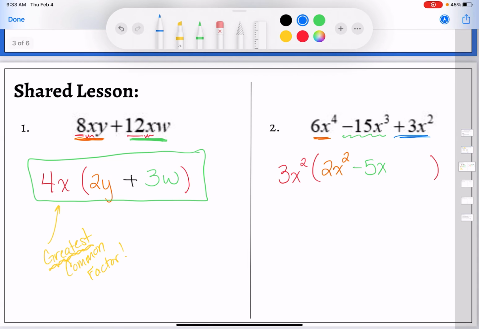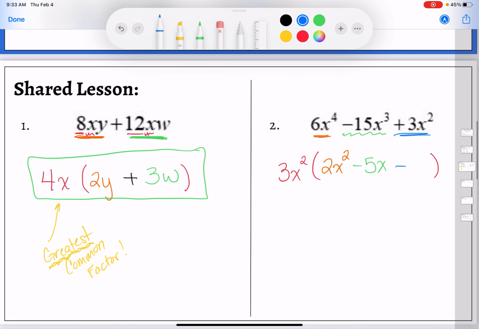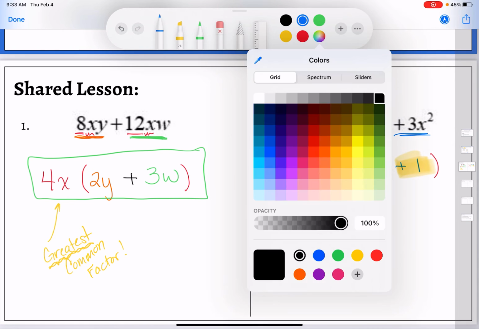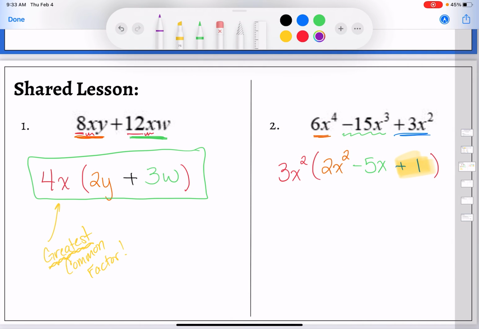And my last term here, 3x squared times what gives me 3x squared? Now be careful. 3x squared times 1 will give me 3x squared. So just remember, I can't just leave this off, right? Because if I just left it blank, oh, it's already a 3x squared. If I just leave it blank, if I went to check my answer and I distributed, and I didn't have that plus 1, I would only have 2 terms. But I'm supposed to have 3 terms, right? So you have to have that 1.